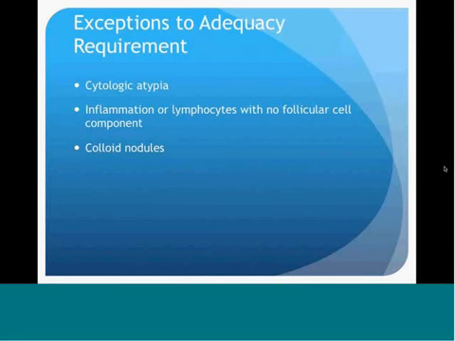be made. In smears where there's copious amounts of colloid, such as in a colloid nodule where you don't see a lot of follicular cells, or very few follicular cells, those can also be called benign.